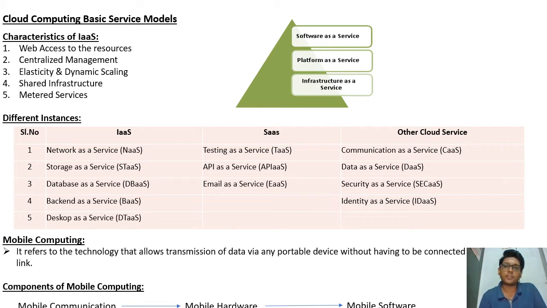Next, what are the different instances of SaaS? First, TaaS. TaaS is testing as a service. Then APIaaS. API as a service. Third one, EaaS. Email as a service.